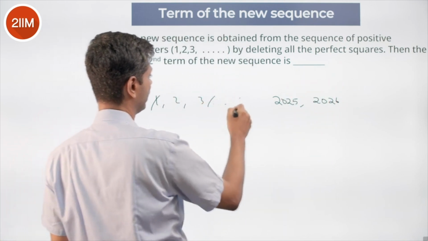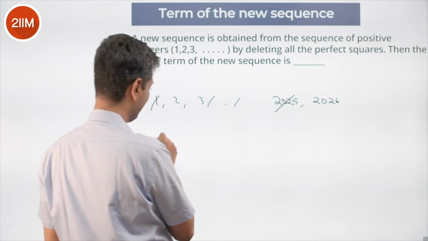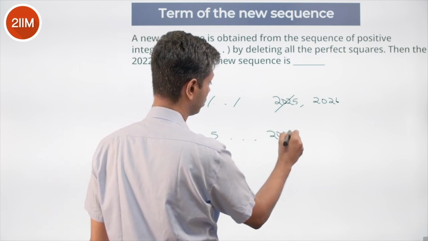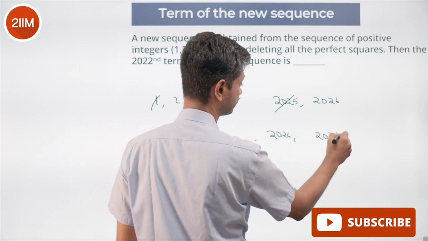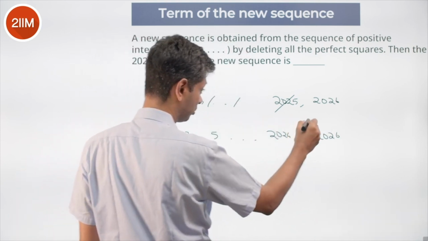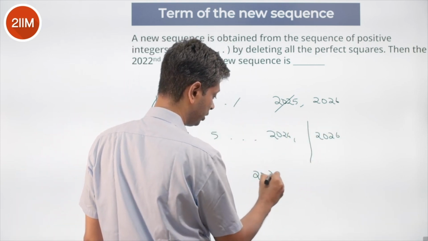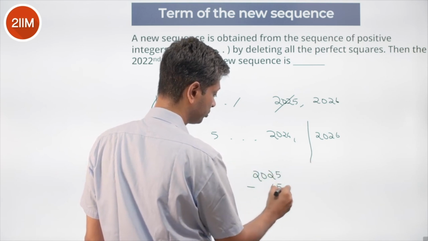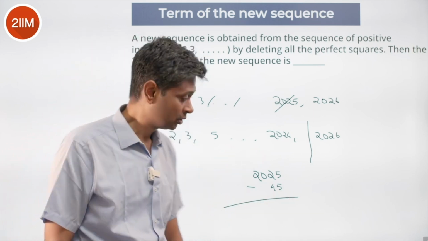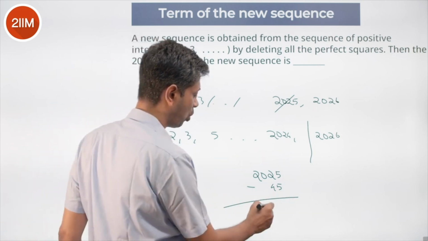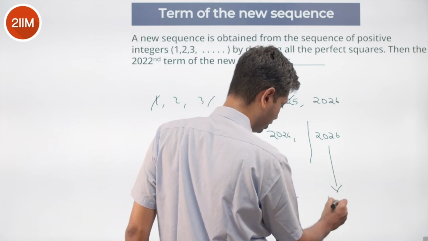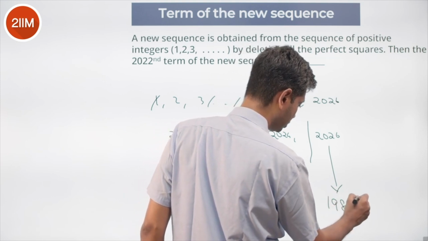Of which 1, 4, 9, all of these will disappear. My new sequence will have 2, 3, 5, ..., 2024, 2026. Up to 2026, I'll have 2025 minus 45 terms. Why minus 45? 45 square is 2025. So if I subtract this, it is 1980 terms. So 2026 is the 1981st term.